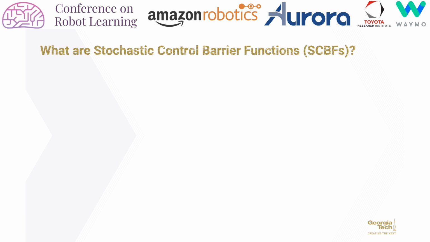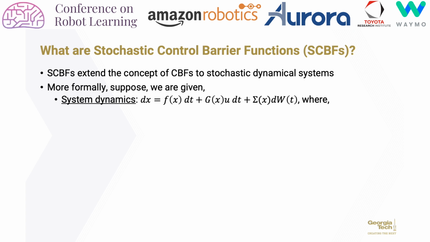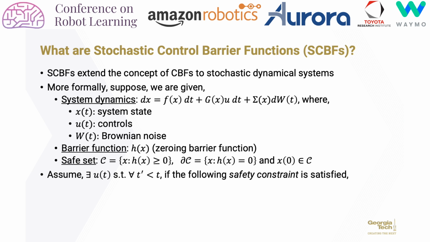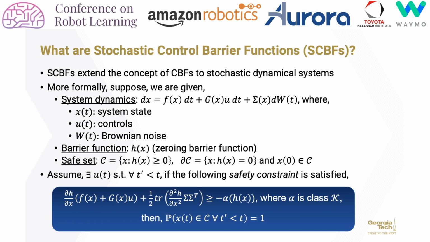We start with stochastic CBFs, which extend deterministic CBFs to stochastic systems. More formally, suppose that we are given the dynamics of a system where x, u, and w are time-dependent state, control, and Brownian noise vectors respectively, a hand-designed and task-specific barrier function, and a safe set that is a zero superlevel set of the barrier function whose boundary is where the barrier function goes to zero, and suppose that we also start inside the safe set. Now, assuming that there exists a control that satisfies the following safety constraint, the probability of staying inside the safe set for all time is 1. Notice also that the left-hand side of the constraint is the Ito derivative, in contrast to the regular time derivative in the deterministic case.